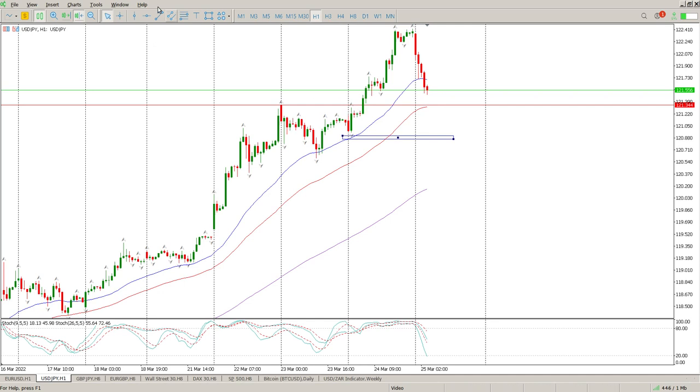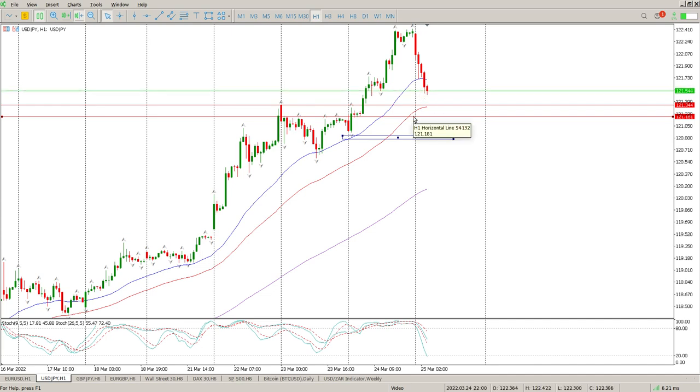It's quite a wide zone that you've got here, so it's pretty much into this area of 121.344 or 121.181. So we're looking for price to get into here, looking for structure to form, a pin bar, inside bar or engulfing bar, and we're looking to buy off that and stop below the previous swing low.